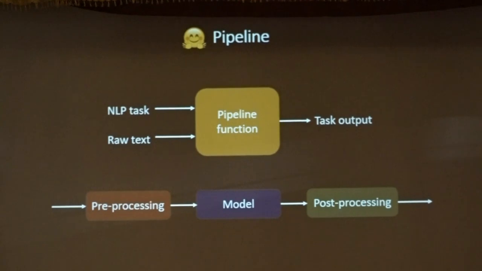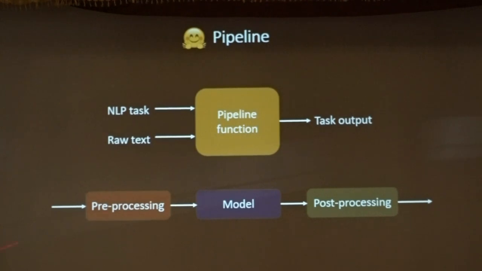So we will be using the Hugging Face pipeline. I already told you in the last NLP session the meaning of a pipeline. It is a sequence of steps processed in order, where the output from one stage is fed as input to the next stage. Coming to the concept of the Hugging Face pipeline, it is a function which takes two inputs: one is the NLP task you want to perform, and the other is the raw text on which you want to perform the task.